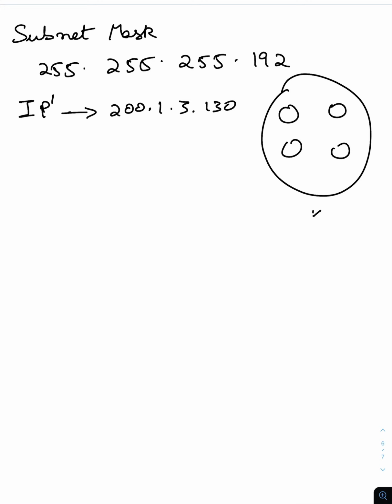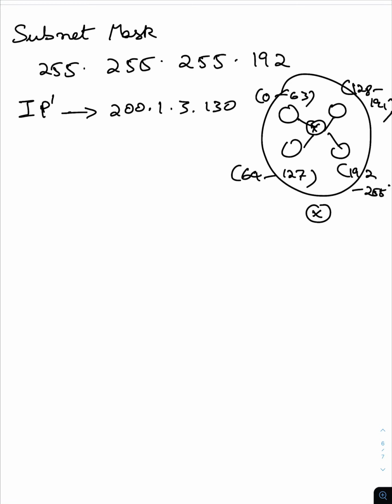So as we discussed, here you have four networks, right? Router here, router here. Here the range is 0 to 63, 64 to 127, 128 to 191, 192 to 255. So your destination IP is this one, 200.1.3.130, which is subnetwork 3 here. You want to send it to subnetwork 3.